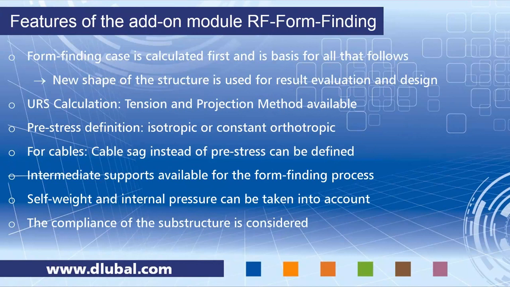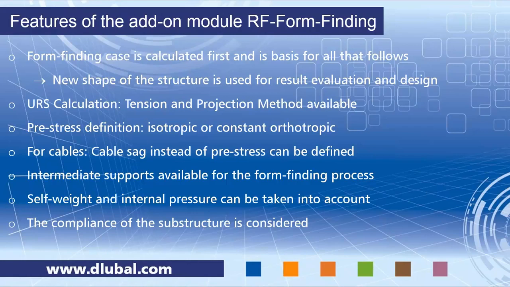Just to summarize the features of the add-on module RF form finding. The form finding case, as it's defined in RFEM, is calculated first and is the basis for all that follows. So all the loads you define afterwards are calculated on the deformed shape, and it's used basically for the complete result evaluation and the design afterwards. So everything is calculated on the deformed shape.